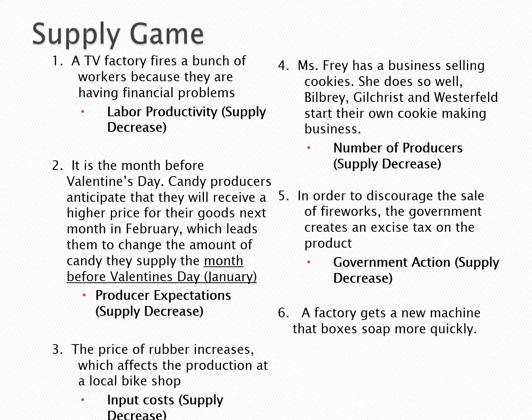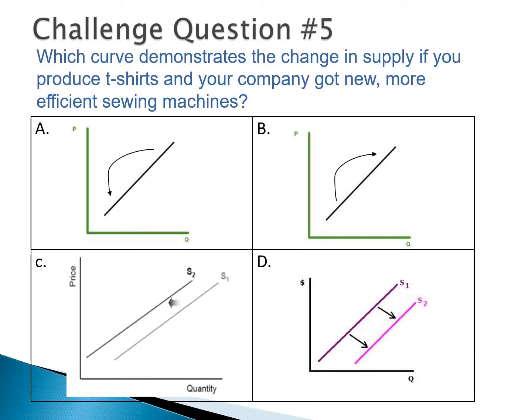And number 6, a factory gets a new machine that boxes soap more quickly. Well, that's technology, and the better the technology, the more you produce. So supply increases. Okay, so let's do some practice questions here. So we have 4 choices, 4 graphs. You're going to tell me which graph reflects the situation.